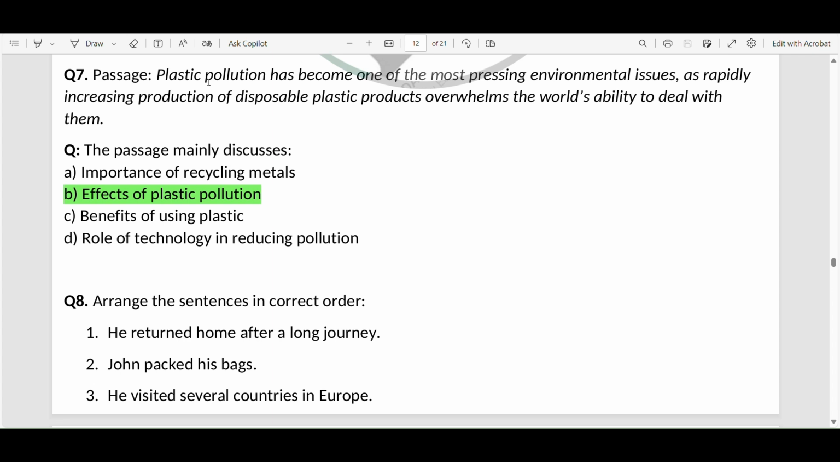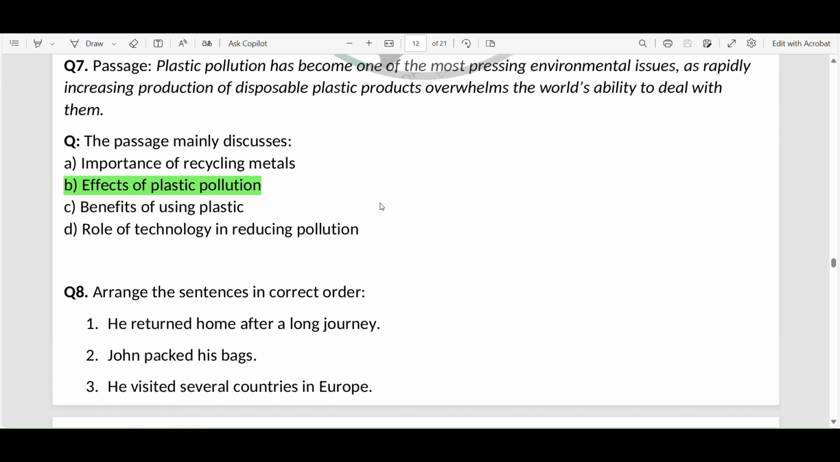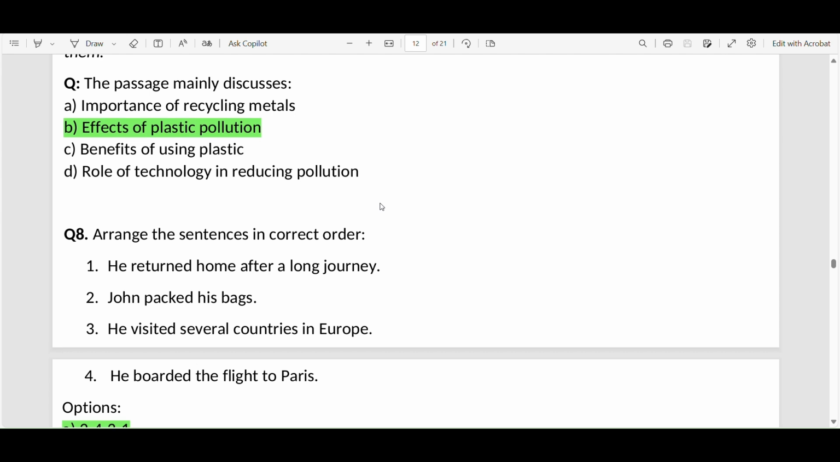And when you go to the third option, we are having benefits of using plastic. Here in the passage, anywhere we do not have benefits of using plastic, right? So this would be also the wrong option. And next, role of technology in reducing pollution. There is no technology mentioned in this passage, so that would be also wrong. So the correct option is option B.